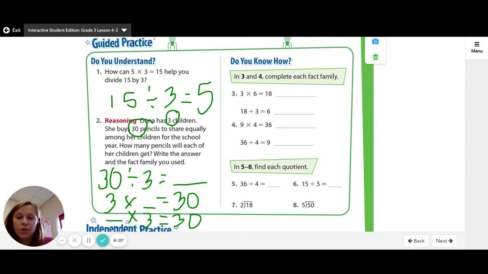And I don't have quite enough room over here, so I'm going to just write it below here. And then I also have my division problem again, 3 times something equals 30, because remember with our fact families, you always have 2 division and 2 multiplication problems. So I want you to try this one and then pause the video, and then when you're ready to check your answer, you can play it.